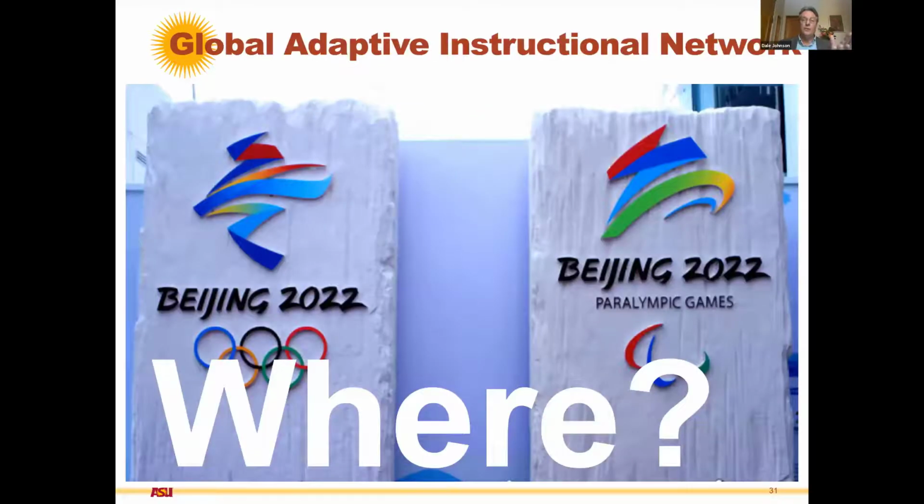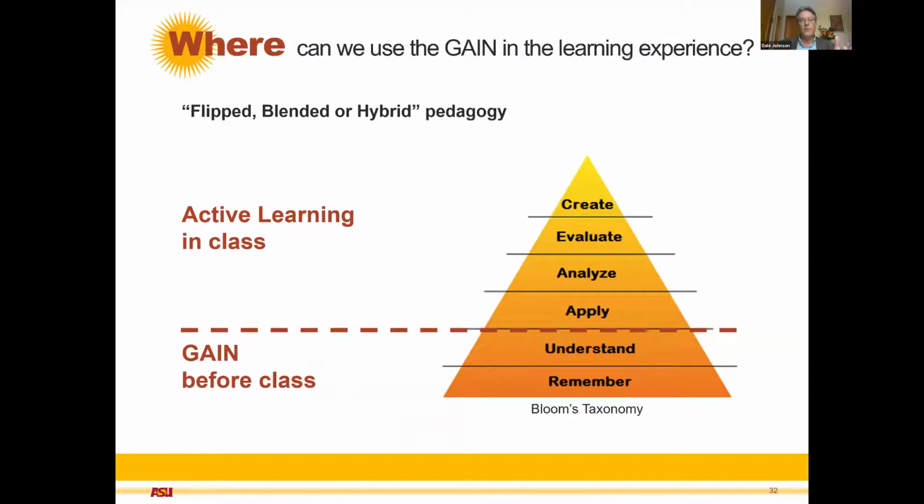So now I want to shift a little bit to the question of, well, where would we use this? Because that's really the pedagogical challenge we face. And for us at Arizona State, it's been in this flipped, blended, or hybrid model. This is what we discovered when we started using this in the sciences. We did biology and chemistry, physics, and we found that for us, the adaptive instructional network is really good at low-level blooms. There's a huge value to having a student looking at this instructional material at that level.